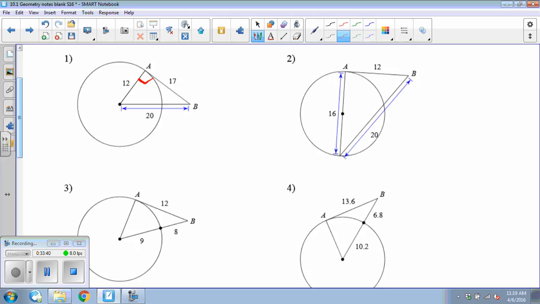Okay? But you need to be careful with things like number 3. AB is what we're questioning on whether that's tangent. So here's my right angle. So we need this side. What's this side? 9, because it's a radius. They give you the radius right there. So the radius is the same all over the circle.